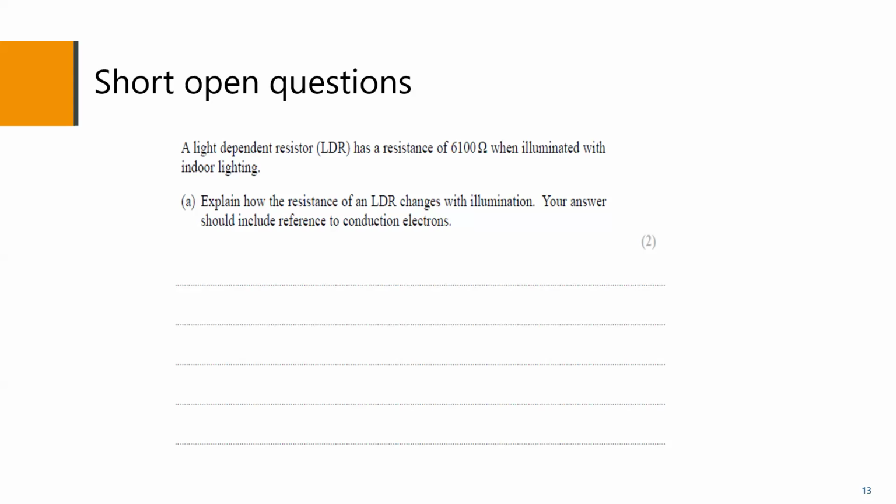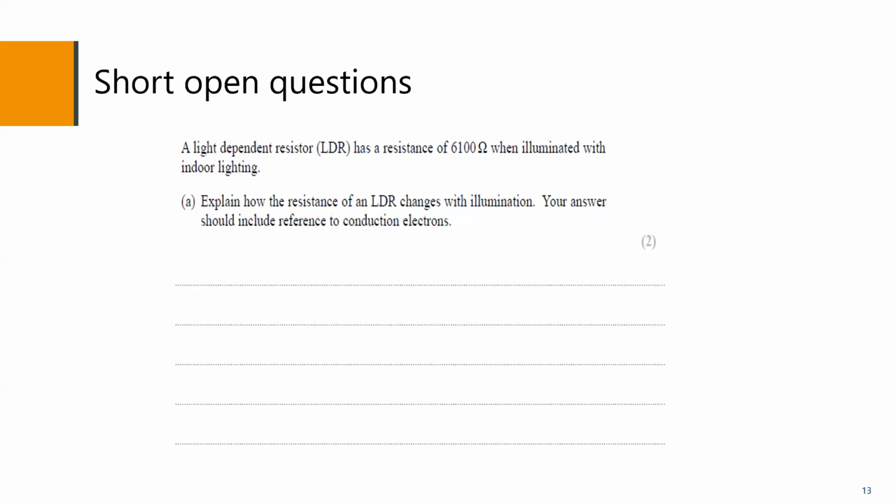So in this case, it says a light-dependent resistor, LDR, has a resistance of 6,100 ohms when illuminated with indoor lighting. Explain how the resistance of an LDR changes with illumination. Your answer should include reference to conduction electrons.